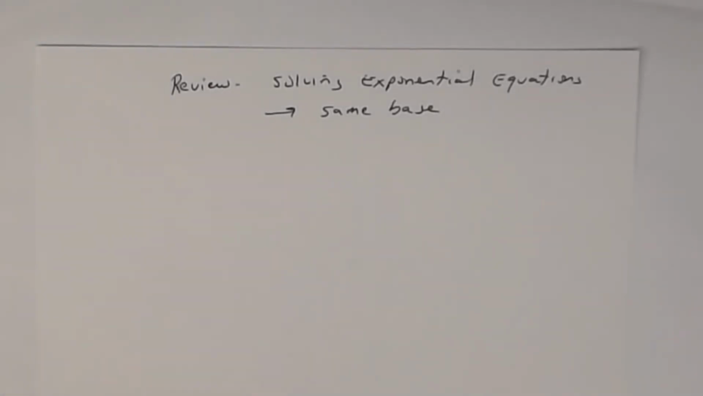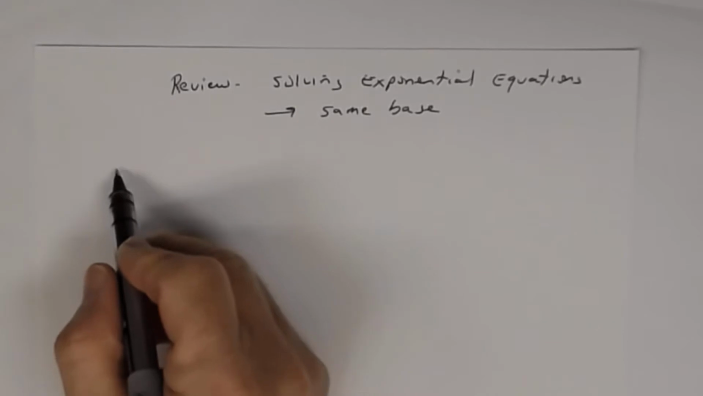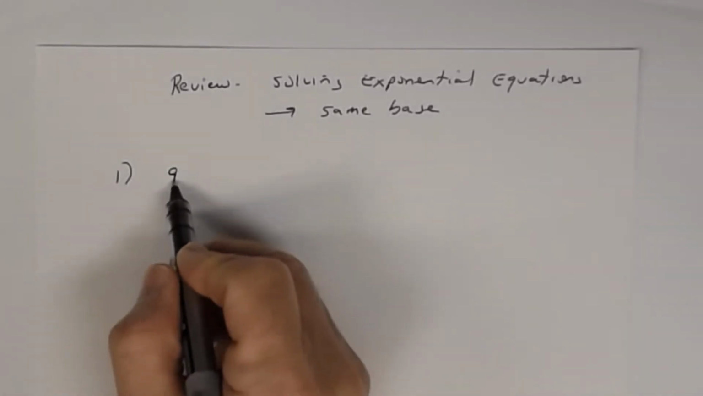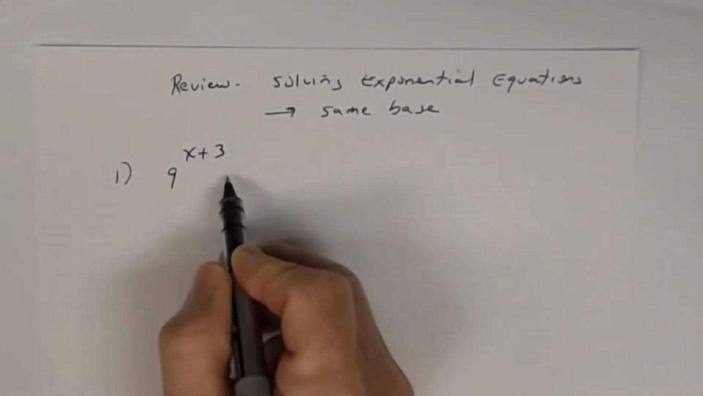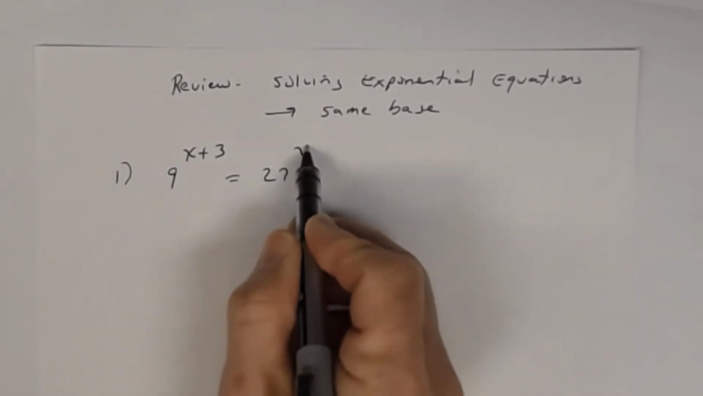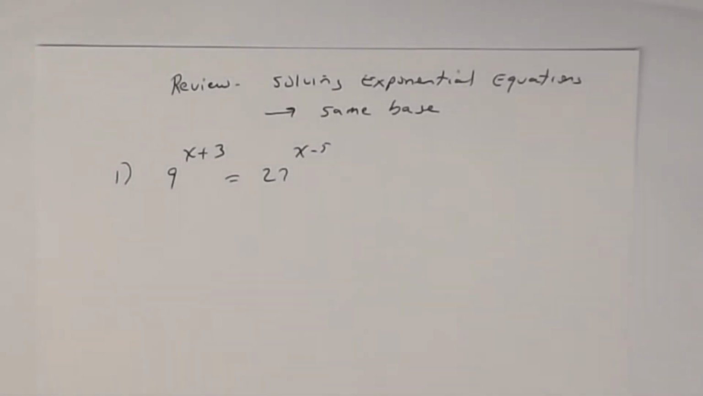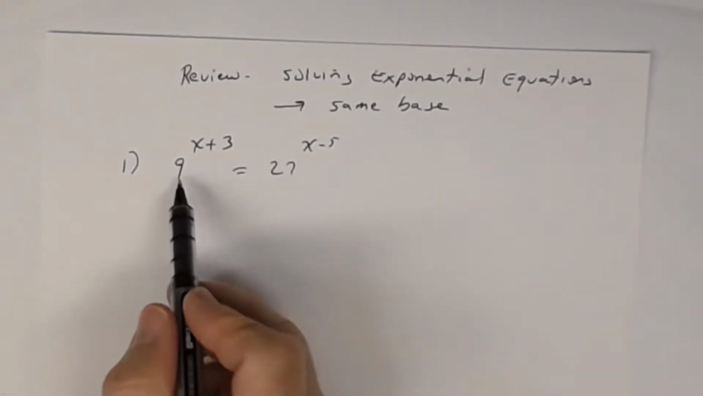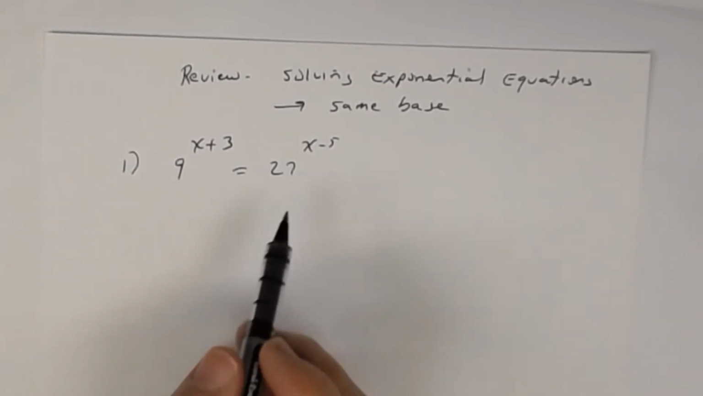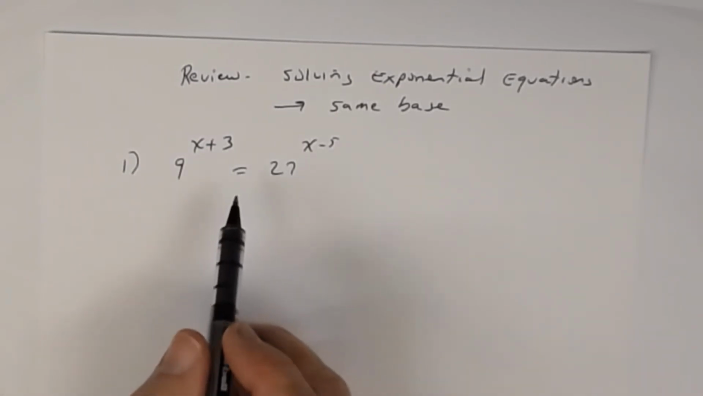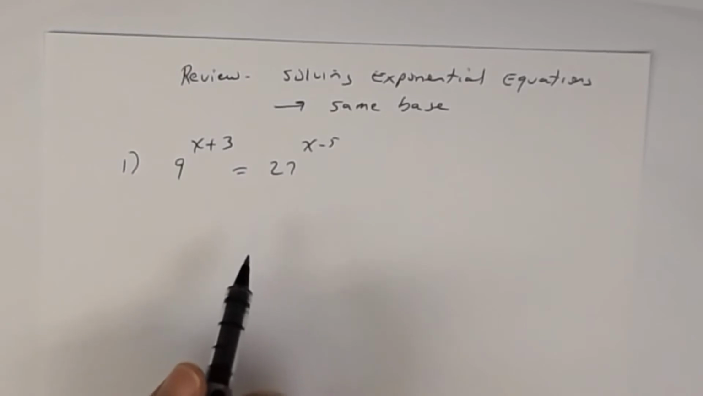All right, so this is a review on solving exponential equations using the same base. And so if we look at number one, we have 9 to the x plus 3 power equals 27 to the x minus 5. And so notice that this base here is 9 and this base here is 27. So the base is not the same, but we can get them to have the same base.